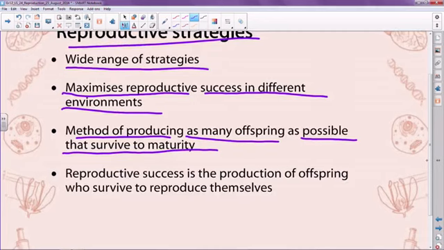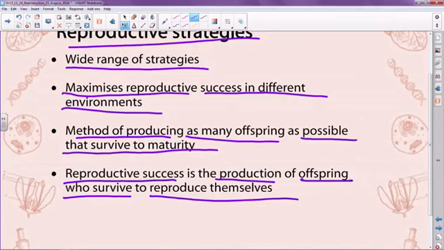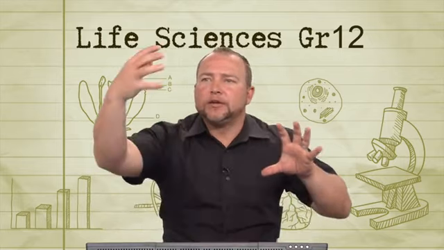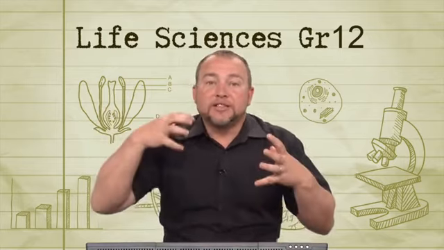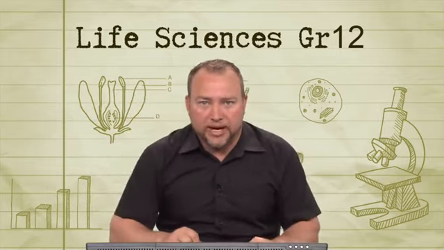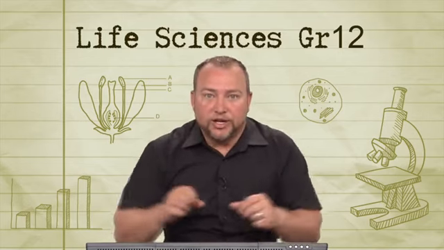Then you've got the next one. Reproductive success is the production of offspring who survive to reproduce themselves. So you know you've got a successful reproduction, for example, when 10 of your offspring survive so that they can make offspring again. That's when you had a successful reproductive strategy. If they do not survive, they don't count, because the whole point is to produce more and more. That's the point of reproduction, or should I say surviving in this case.